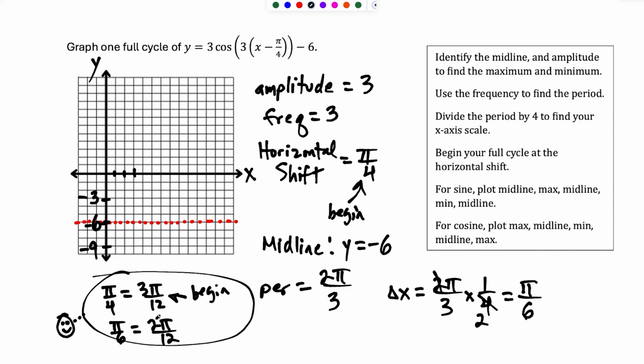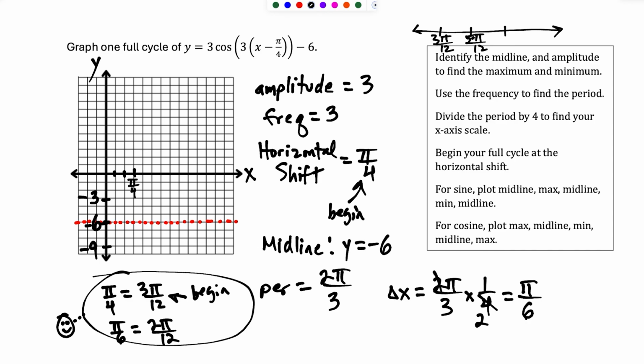But just know 3 pi over 12, I could reduce this down to pi over 4. Okay, so we're going to begin here at pi over 4. And then when I go forward here, another thing that I'm thinking about, so I'll just put this idea over here up top, is if we are beginning at pi over 4, which is the same thing as 3 pi over 12, and we are counting by 2 pi over 12, I just add 3 pi over 12 plus 2 pi over 12 is 5 pi over 12.